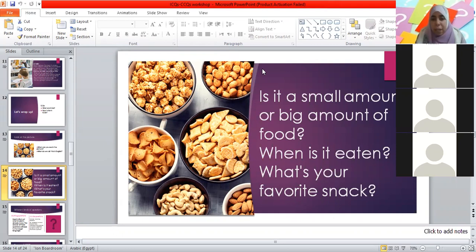Okay, so again, such questions, when I ask my students this question, I'll be sure that they got the word snack and they understand it completely and correctly, because they know that it's a small amount of food and it's eaten between meals. And from their answers about my favorite snack, I'll check that they know the word snack.